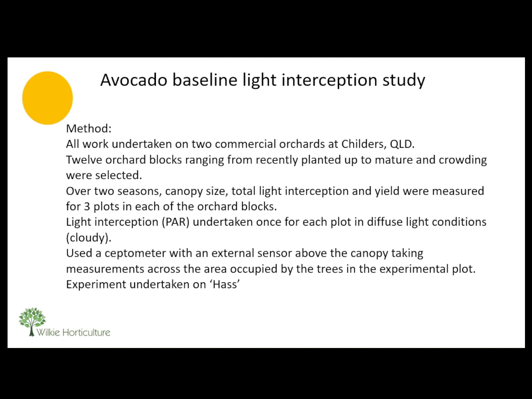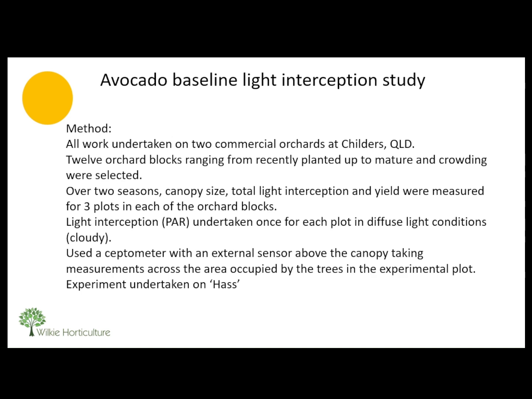Over 2 cropping seasons, we measured canopy size, total light interception and yield for 3 plots in each of these 12 orchard blocks. So we had 36 data points every year. The light interception was undertaken once for each plot each year in diffuse light conditions, so cloudy day in other words, and we only had to do the measurements once per day.